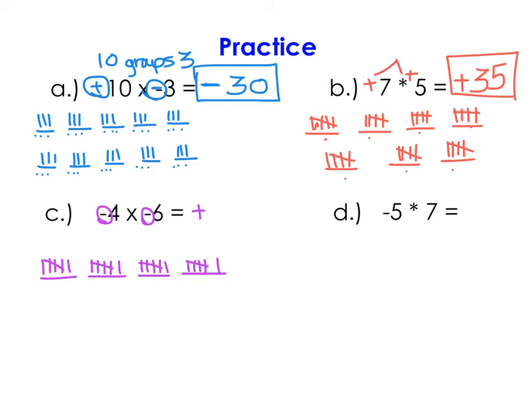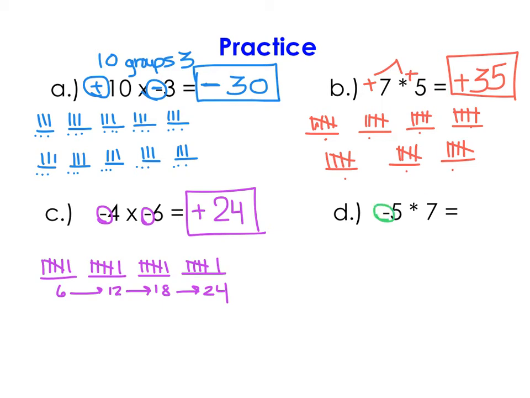And then if I add them all together, so this accounts for 6. Then I add on 6 more, and that's 12. 6 more, and that's 18. 6 more, and that is 24. So negative 4 times negative 6 gives me a positive 24. And then finally here I have D, which is negative 5 times 7.